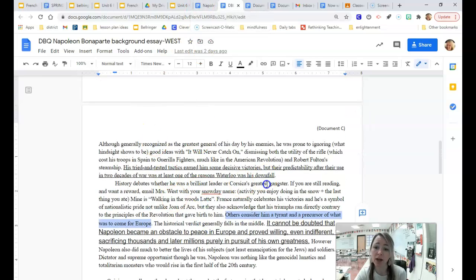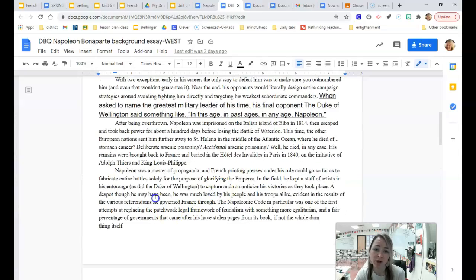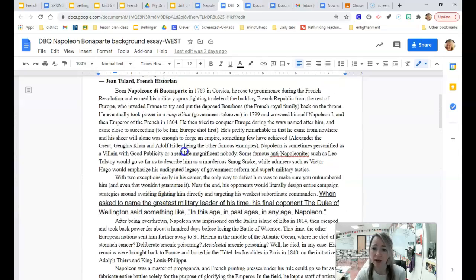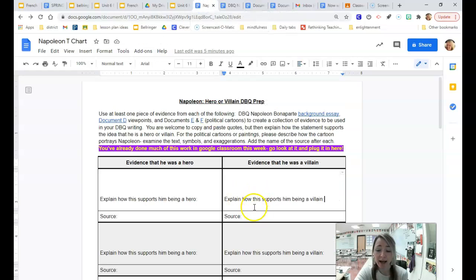We are not looking for information about, like, sometimes he is personified as a villain with good publicity or a real life magnificent nobody, right? Like that is not super helpful information. That's just the author telling you, again, people think good things and bad things about the guy. All right, so just be careful about which quotes you pick and make sure that you can indeed actually explain how it supports the idea of him either being a villain or a hero. It will not be enough to just copy and paste quotes in.